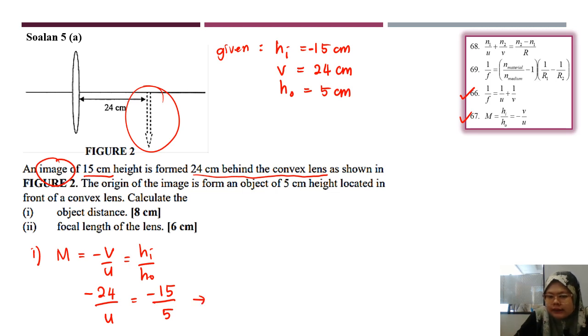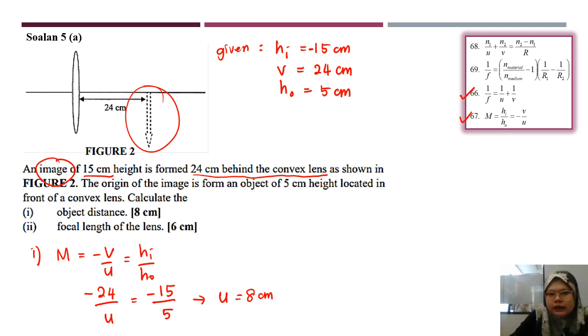Okay, kalau you salah substitute dekat sini, U akan dapat negatif lah. Sepatutnya our object is always a real object which is positive. Okay, so U dekat sini you akan dapat sama dengan 8 cm. So our U is 8 cm.